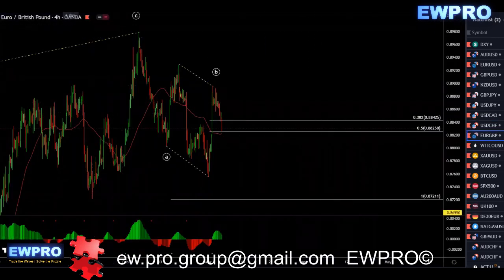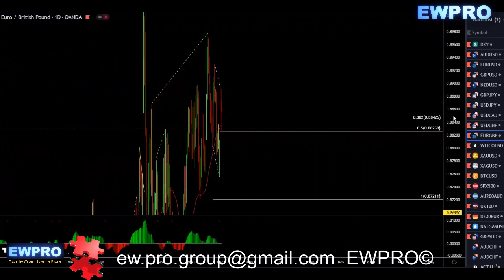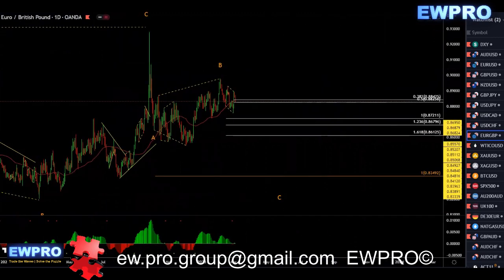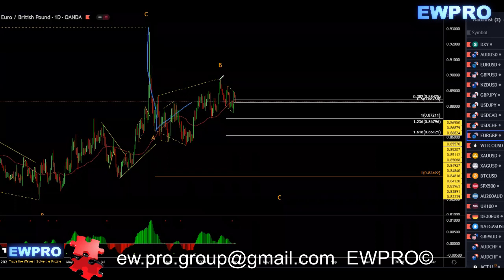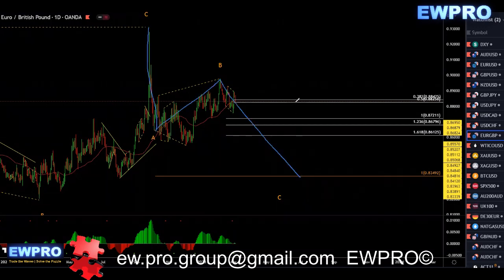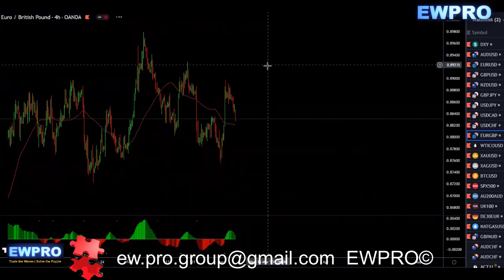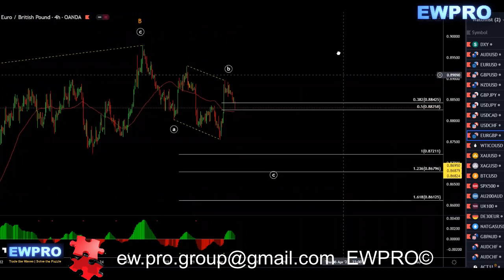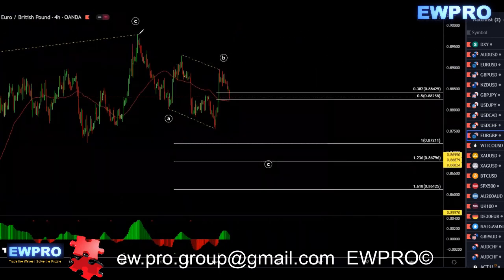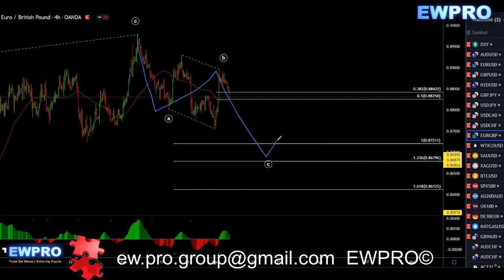EURGBP on the daily. So this one here, I'm looking at an A, a B, and I'm looking for a C down. It's quite choppy up here on the H4. We can look at this as a flat here, an A, B, we get a C down, and then this may turn motive, may turn like WXY, X2, and a Z down, breaking the low for the daily.